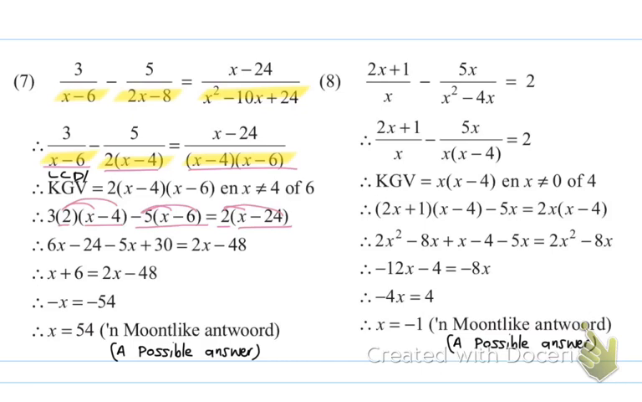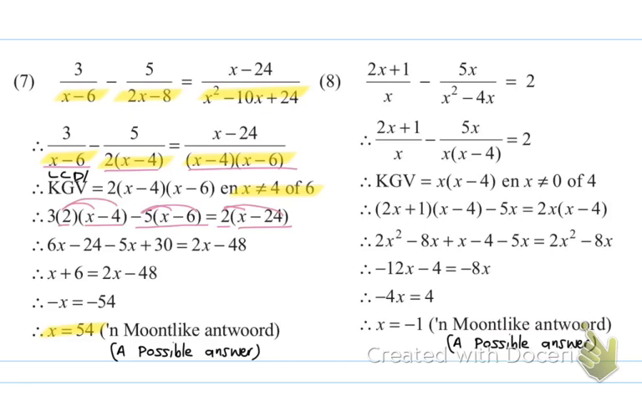I simplify a little bit, take all the x's to the one side, and I get the answer x is equal to 54. And that is a possible answer. Oh, and I didn't really talk about the restrictions. The restrictions are x is not equal to 4 or 6.